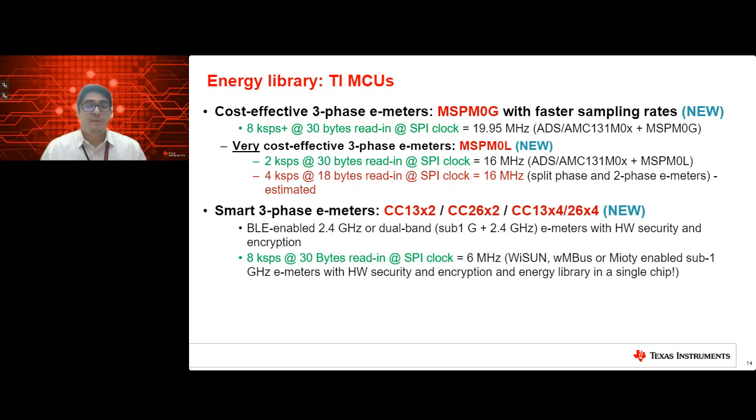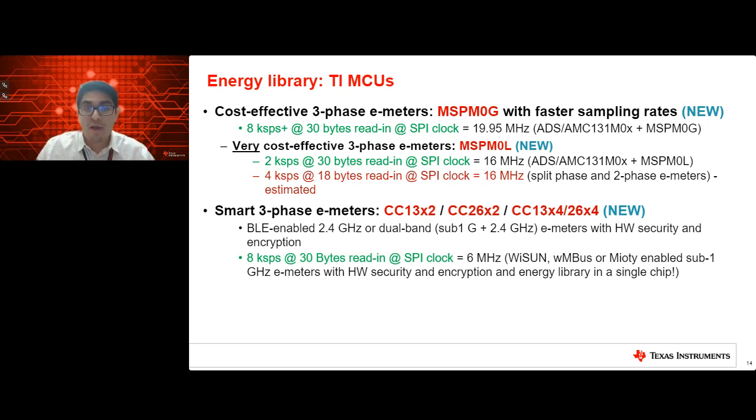So as I said, this energy library is MCU agnostic. We've been able to get it working on a couple of different MCUs here. For our cost-effective three-phase meters, we choose to go with the MSP-M0G. We've been able to successfully get up to 8 kilosamples per second plus at 30 bytes read-in and with a SPI clock of 19.95 megahertz. We've been able to get that working with the CT design, and we recently were actually able to start seeing it with the AMC design as well.